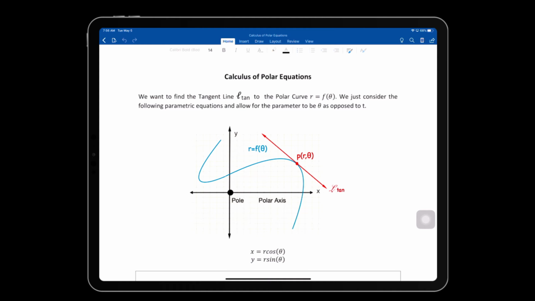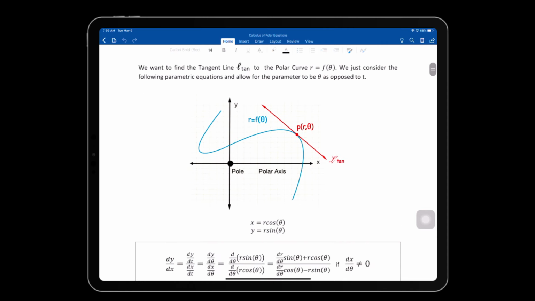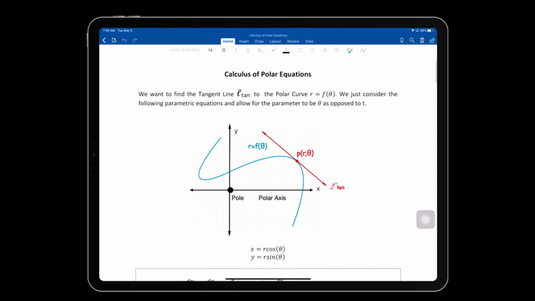So we have this calculus of polar curves here, and we want to find the tangent line. You remember this thing here? Tangent line. We want to find this tangent line to the polar curve, r equals f of theta. We just want to consider the following parametric equations to allow for this parameter.